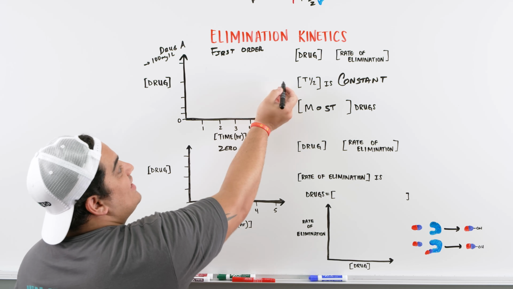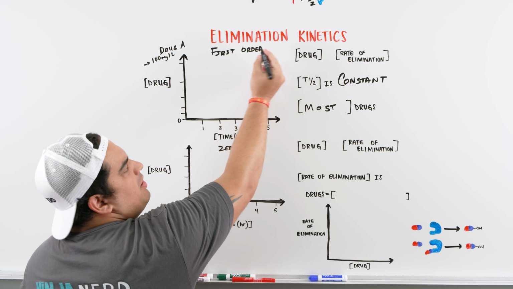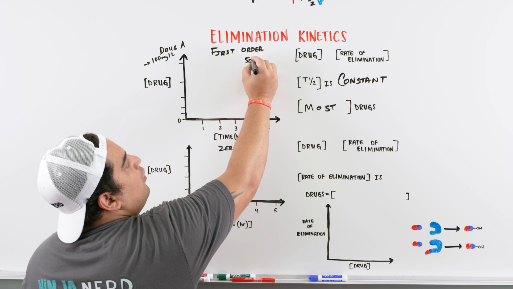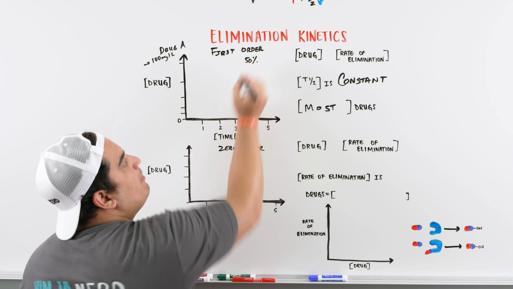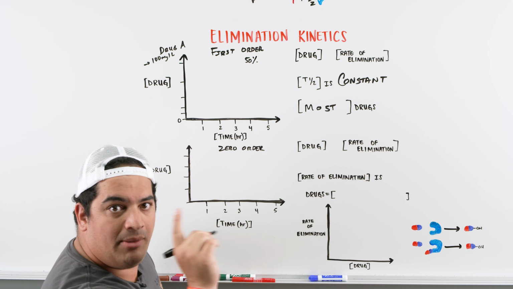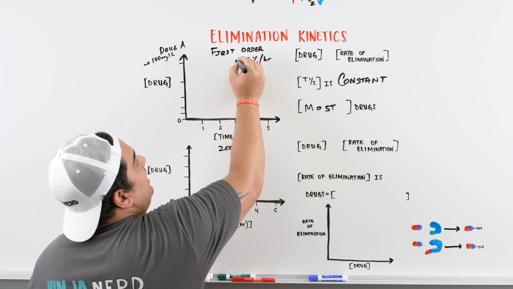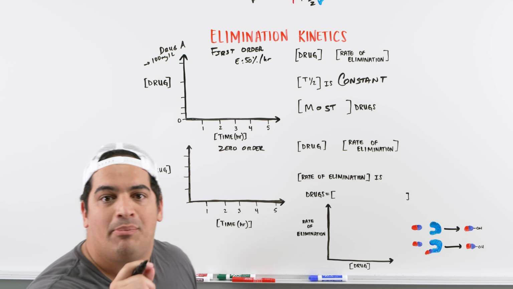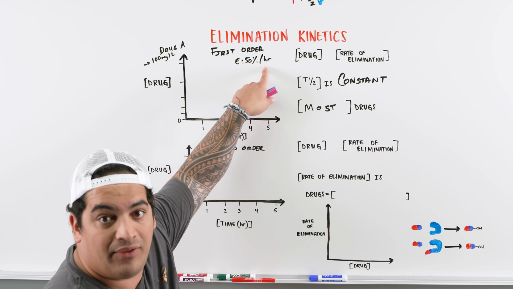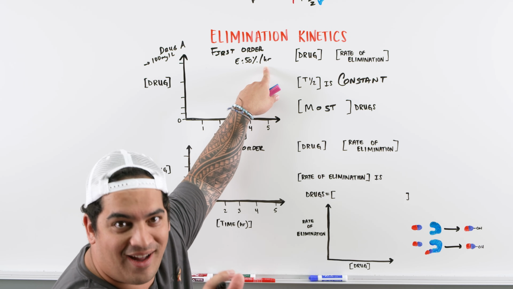And so what I can say is the half-life is constant. So what I'm going to say is, just to make this up, I'm going to remove 50% of the drug. 50% of the drug is going to be eliminated per hour. So I'm going to put E for elimination. I'm going to eliminate 50%. The fraction of drug removed per unit time is constant.